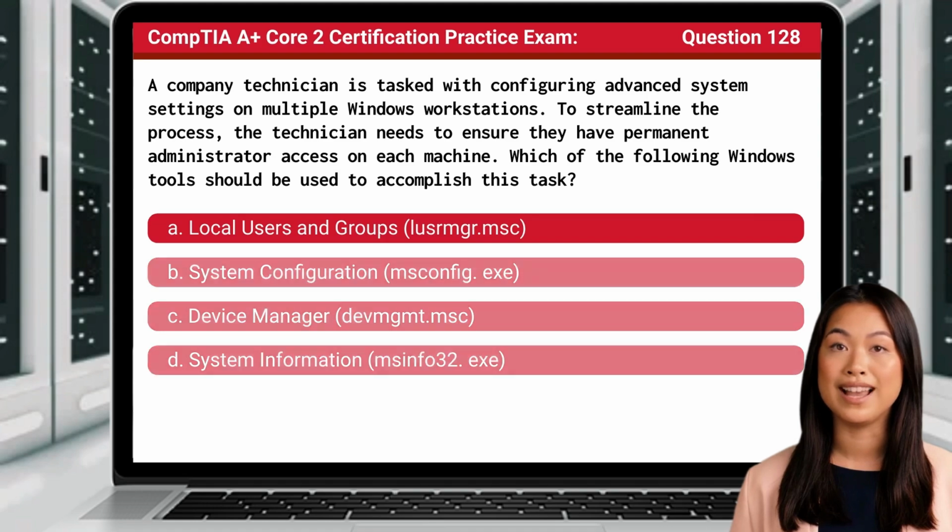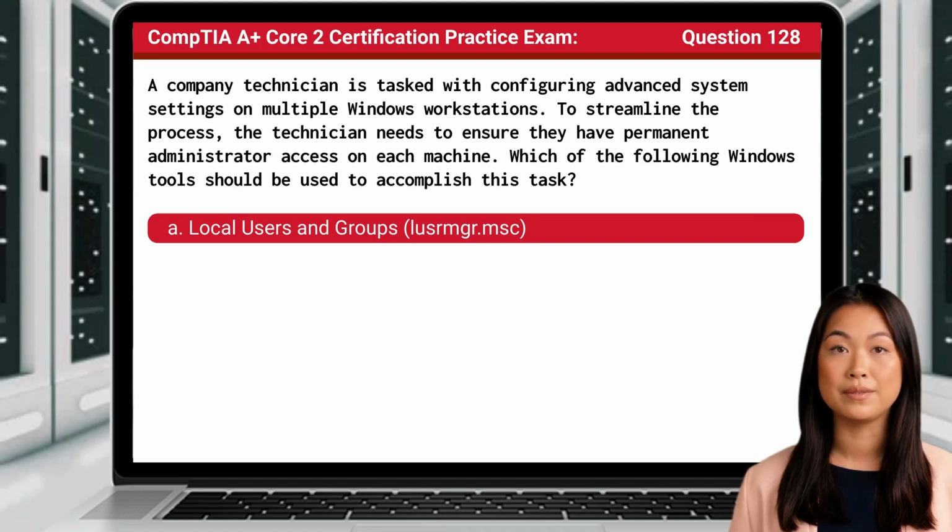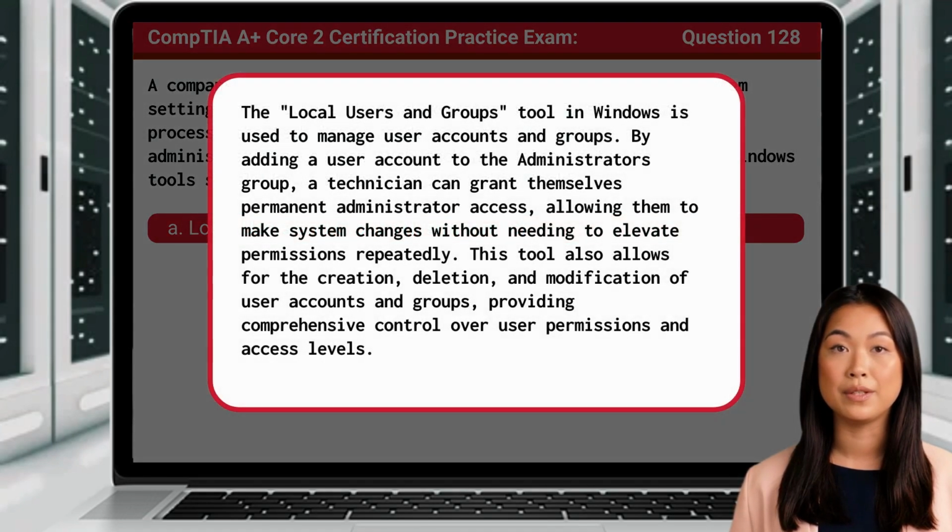The answer is A. Local users and groups. The Local Users and Groups tool in Windows is used to manage user accounts and groups. By adding a user account to the administrator's group, a technician can grant themselves permanent administrator access, allowing them to make system changes without needing to elevate permissions repeatedly. This tool also allows for the creation, deletion, and modification of user accounts and groups, providing comprehensive control over user permissions and access levels.